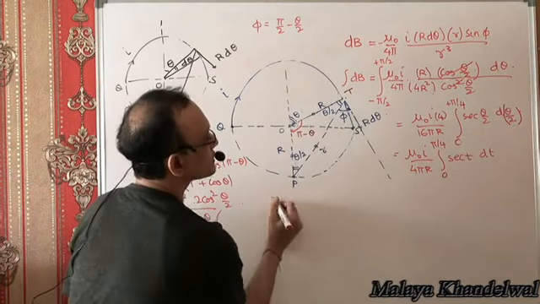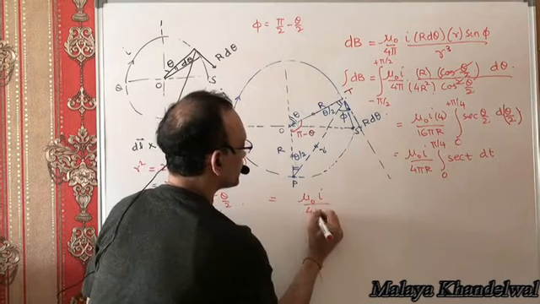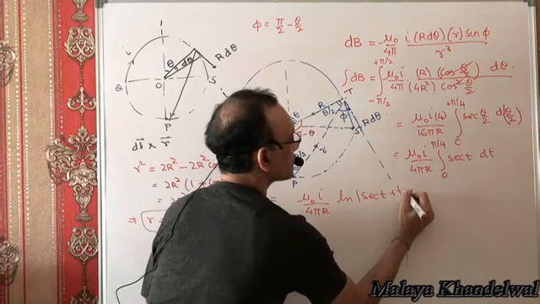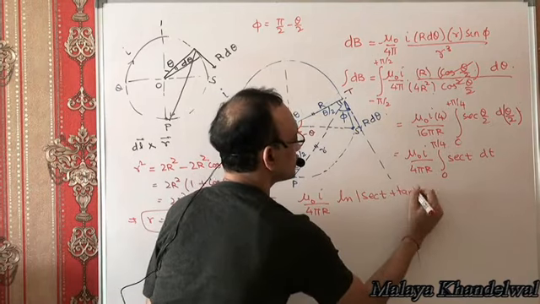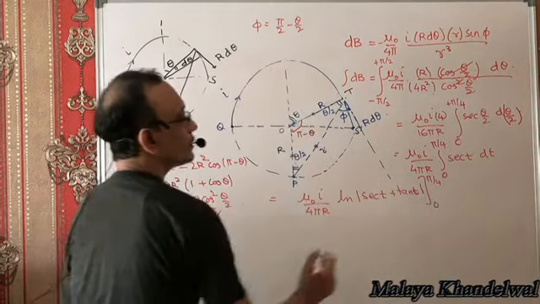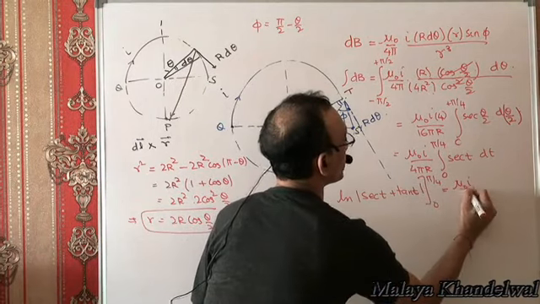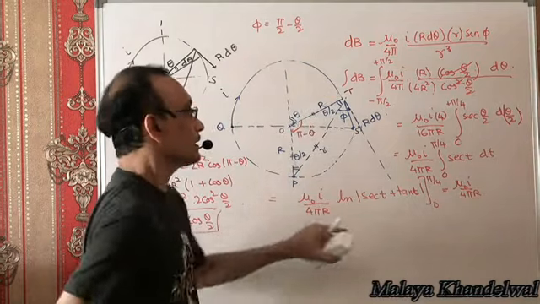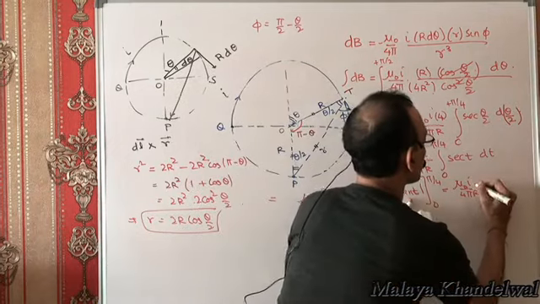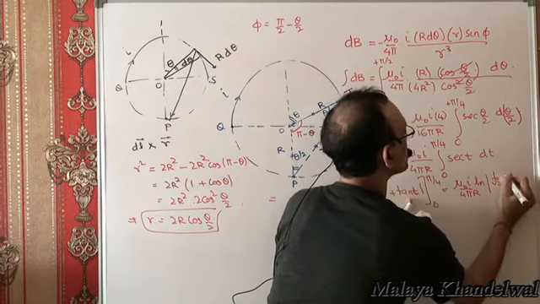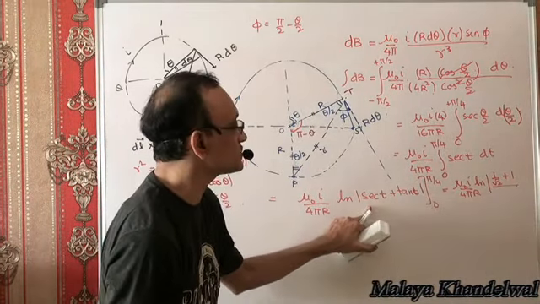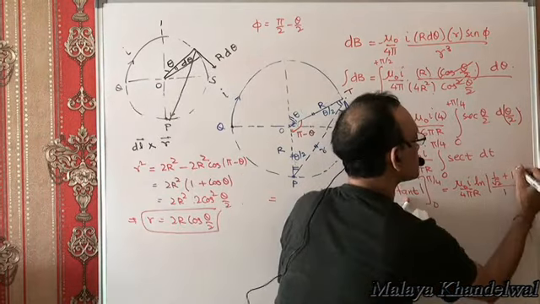And what does it turn out to be? This turns out to be μ₀ I by 4π R, log mod sec t plus tan t, t runs from 0 to π by 4, right? At t equal to π by 4, this will become root 2 and this will become 1. At t equal to 0, sec 0 is 1 and tan 0 is 0.